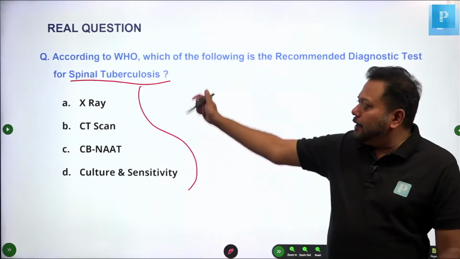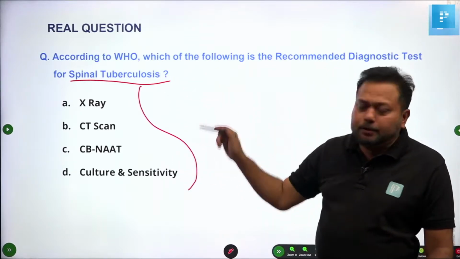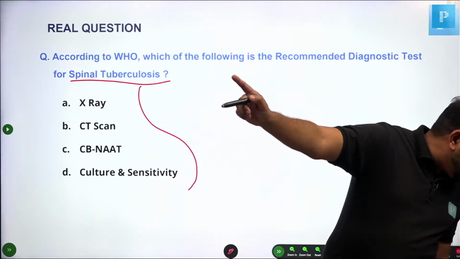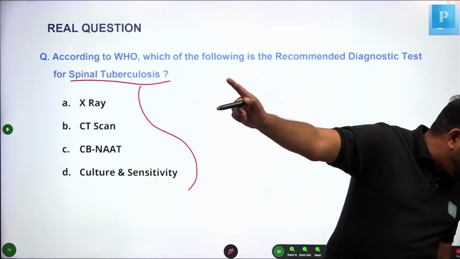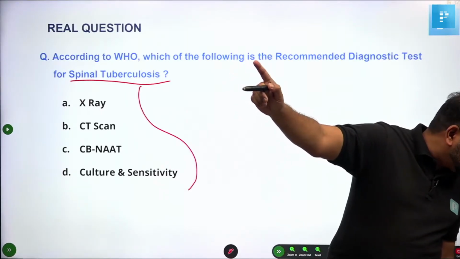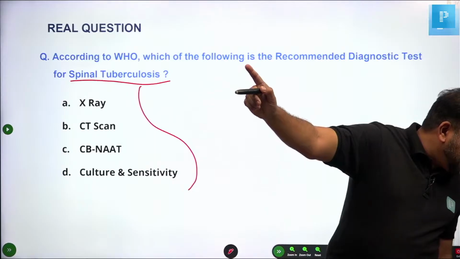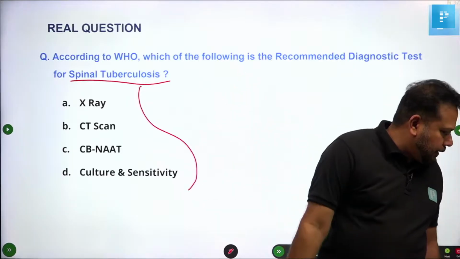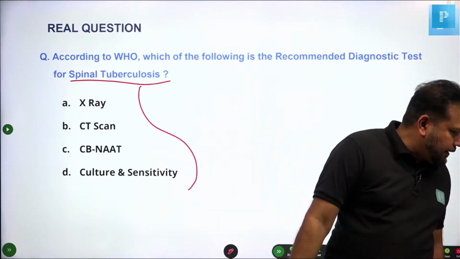You see here, according to WHO, what is the answer? Yes, Gracia has given the right answer. Gracie Irudayaraj has given the right answer. And that's why I said, culture will take time. Dr. Ankit is giving an answer.